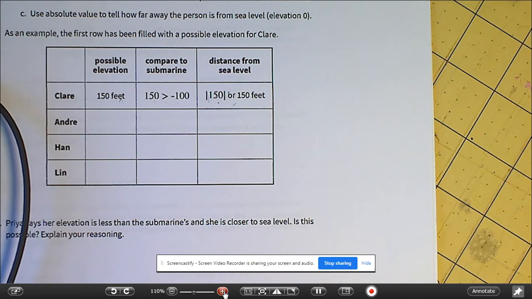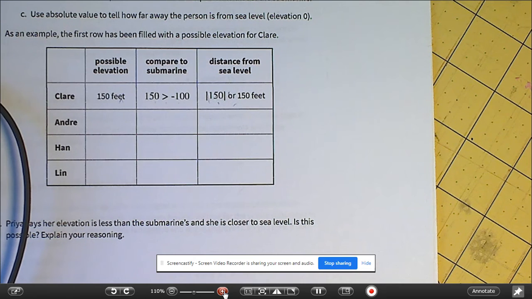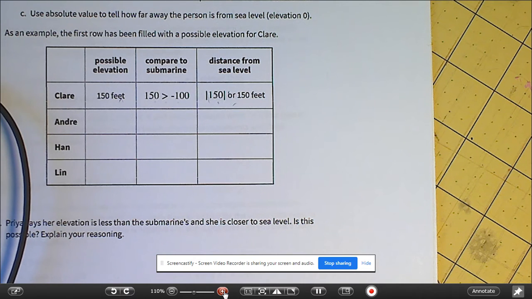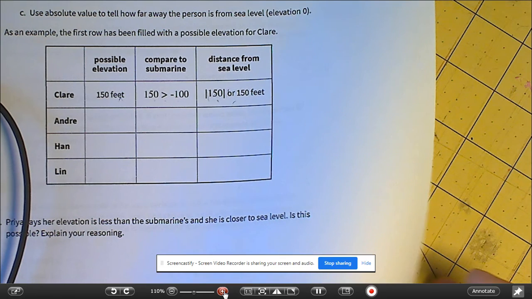So let's try that again. So if Han's elevation is greater than the elevation of the submarine, Han is closer to sea level than the submarine. Oops, I skipped Andre. We'll come back to Andre.